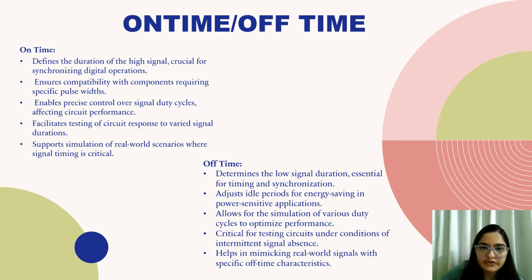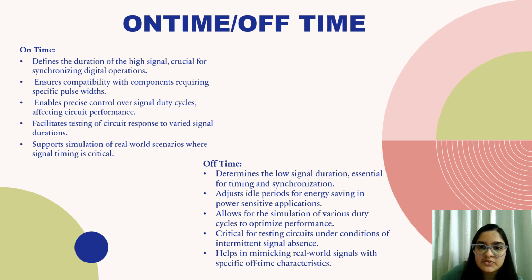Now, moving on to off time. Off time is crucial for achieving precise timing and synchronization in digital circuits. It dictates the idle periods between the active signals, ensuring that the operations are perfectly timed and synchronized across systems. This precision is essential for the smooth functioning of complex digital systems.